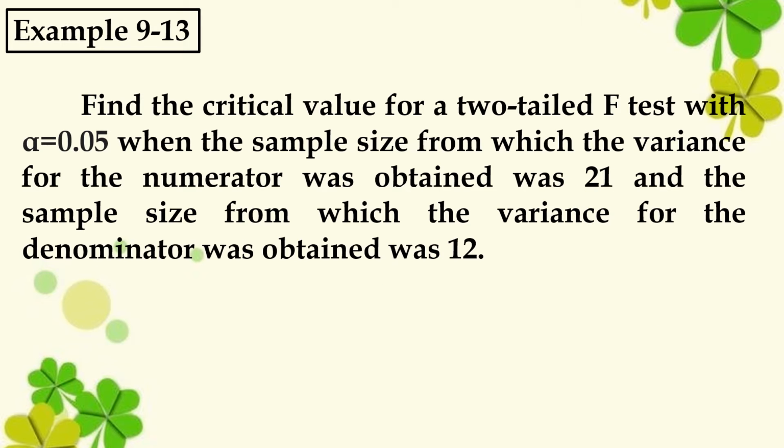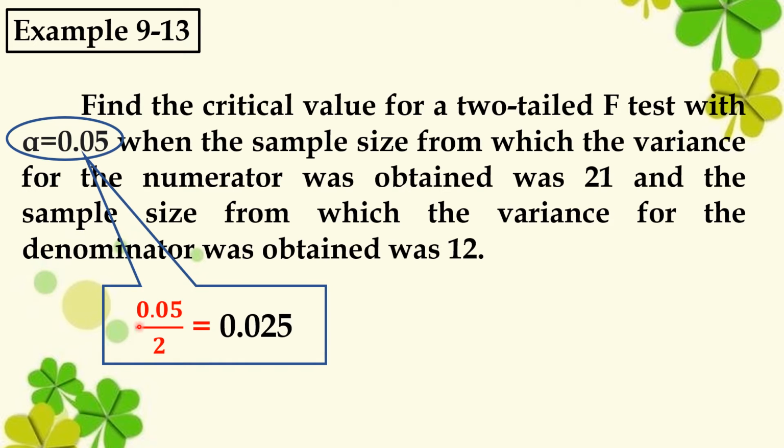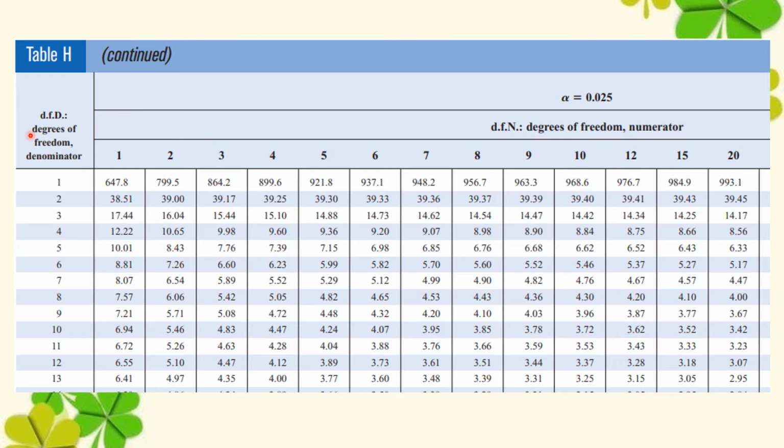As stated in the problem, it is a two-tailed F-test. Therefore, we are going to divide our alpha, which is equal to 0.05, by 2. So 0.05 over 2 is equal to 0.025, meaning we are going to use table H for 0.025. So this is our table H for alpha 0.025.